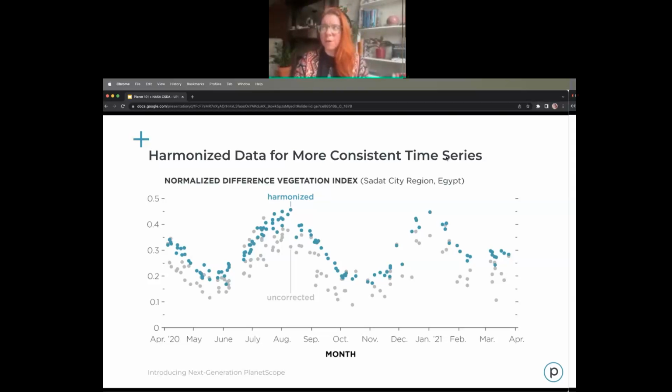This fix was released on March 1st. And this is something that shows up automatically now. If you log into something like Planet Explorer, you'll have a harmonize option there. We'll see what that looks like in the interface a little bit later in the presentation. So you have the option of still downloading the data harmonized to RapidEye if it's something that you need for continuity with previous data sets, but moving forward, the default option when you select harmonize is for Sentinel-2.